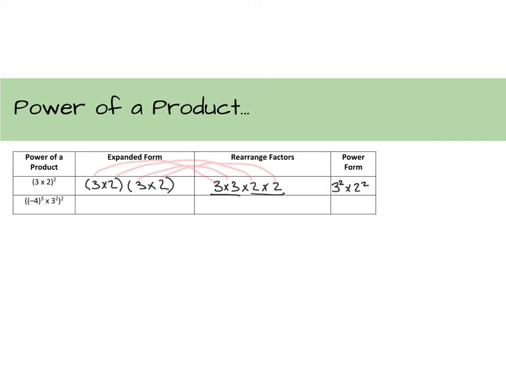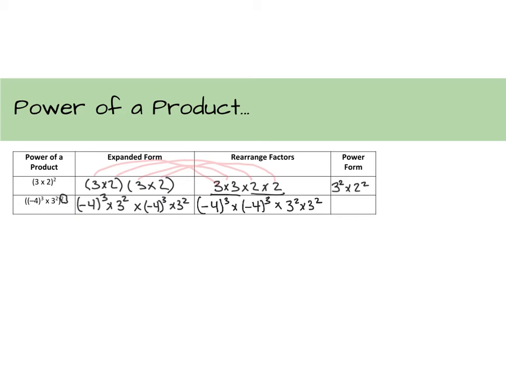Let's have a look at our next example. Again, we're going to square whatever's inside those brackets. So we have (negative 4 cubed multiplied by 3 squared) multiplied by (negative 4 cubed times 3 squared). Now that we have those written in, we're going to rearrange those. So we have negative 4 cubed multiplied by negative 4 cubed multiplied by 3 squared multiplied by 3 squared.